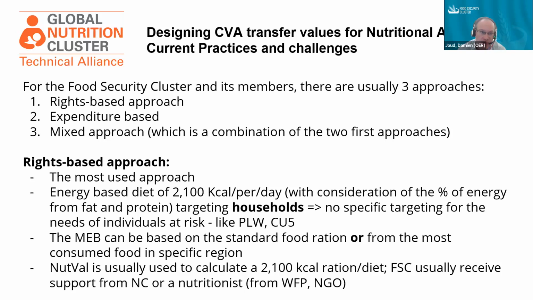So if we consider the rights-based approach, which we can also call the energy-based diet, it's usually the most used approach by the food security cluster, and it's focused on 2,100 kilocalories per person per day. And usually we take into consideration the percentage of energy from fat and protein. But for the food security cluster, when we do food assistance, we target households. We understand that we should sometimes disaggregate at household member level, but we don't have specific targeting.